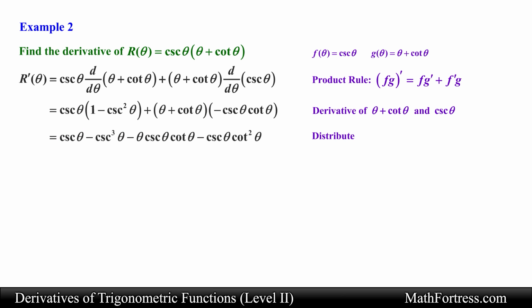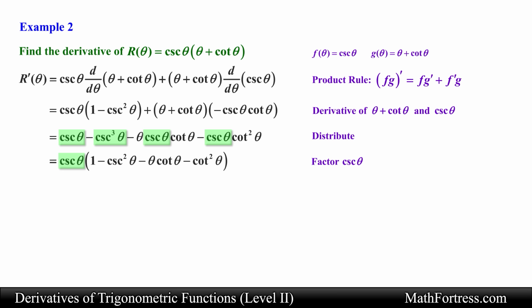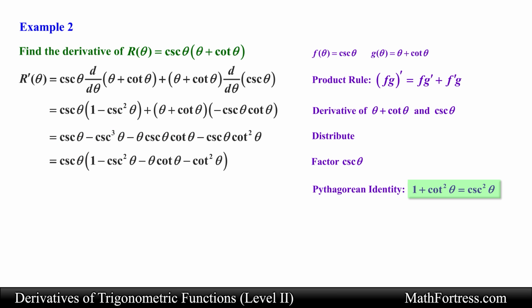From here, we're going to factor out the cosecant of theta from all four terms. Next, we're going to make use of the Pythagorean identity. 1 plus cotangent squared of theta equals cosecant squared of theta. We replace cosecant squared of theta with 1 plus cotangent squared of theta.